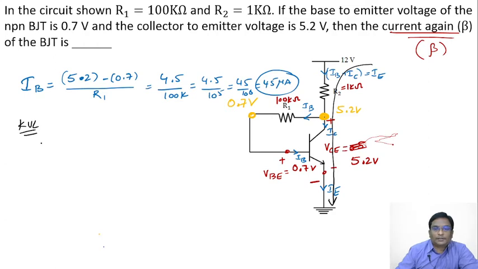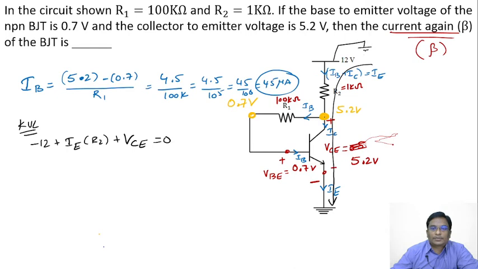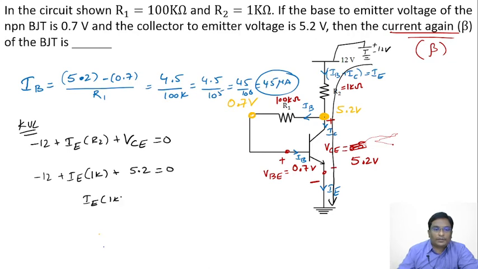If you apply KVL: minus 12 plus IE into R2 plus VCE equals 0. The source is connected as plus minus 12 volts. Minus 12 plus IE into R2, given as 1 kilo, plus VCE, 5.2, equals 0. Then what is this IE? IE into 1 kilo equals 12 minus 5.2, or this IE equals 6.8.